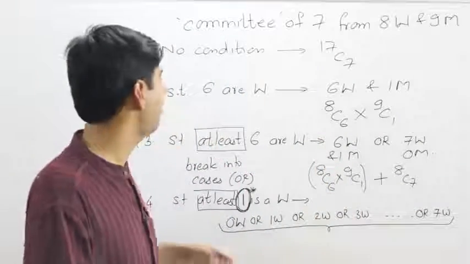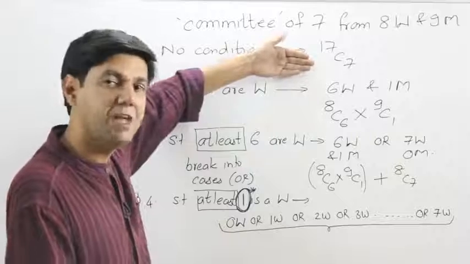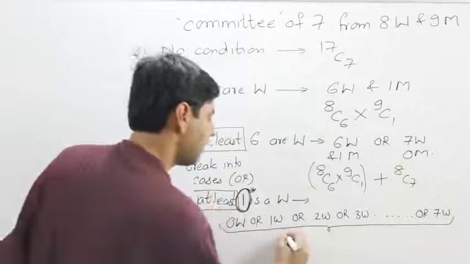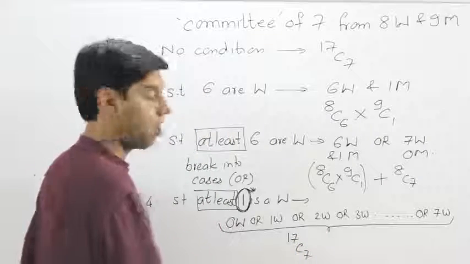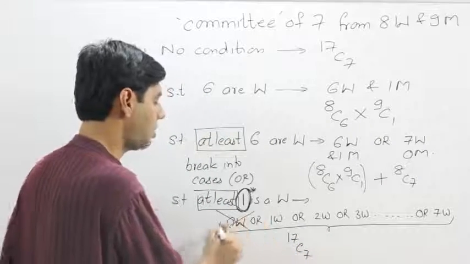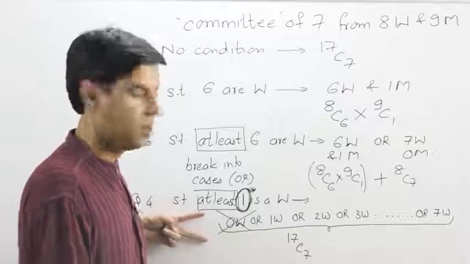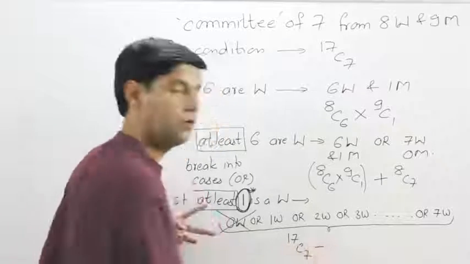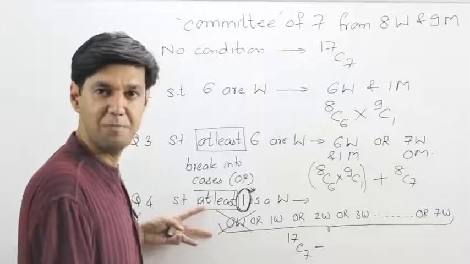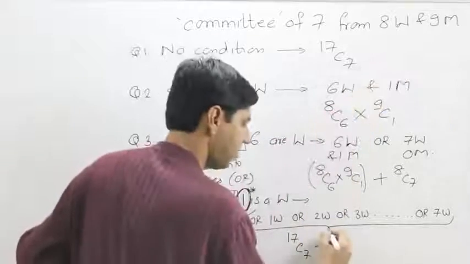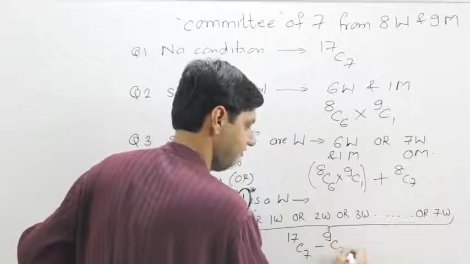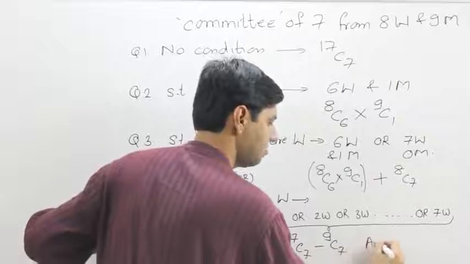So this is nothing but your first case that you are forming every possible committee. So this is nothing but 17C7. However, what we do not want is a 0 women committee. So from this, just subtract all a 0 women committee. And 0 women means all of them are men, all the 7. From how many are we selecting? From 9. So that will be 9C7.